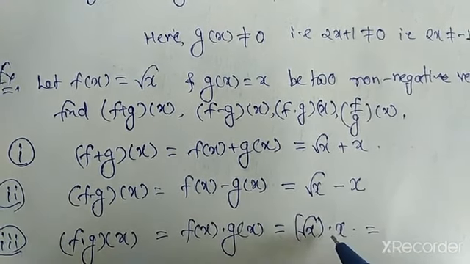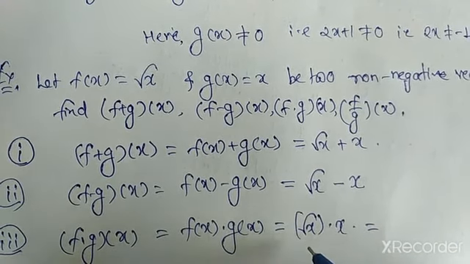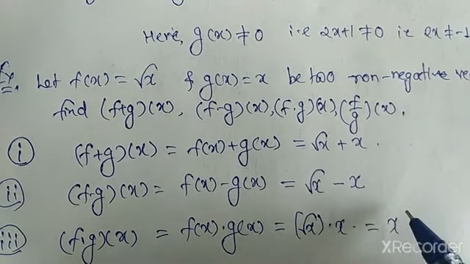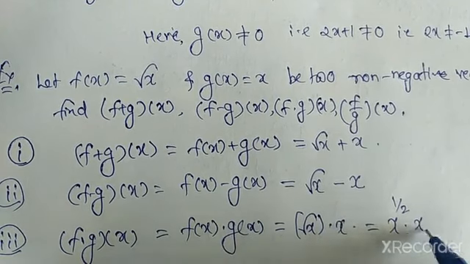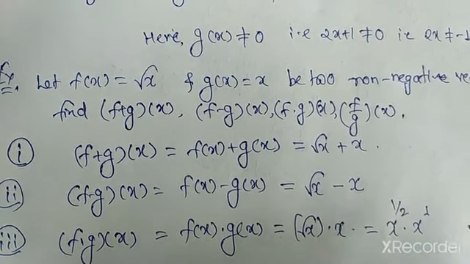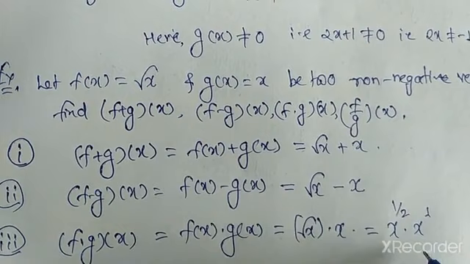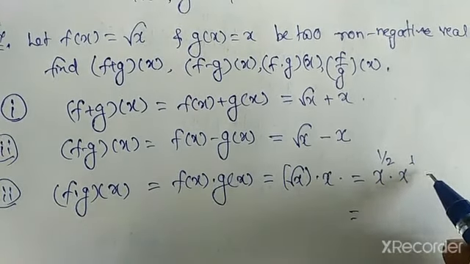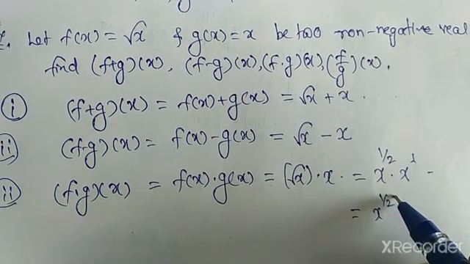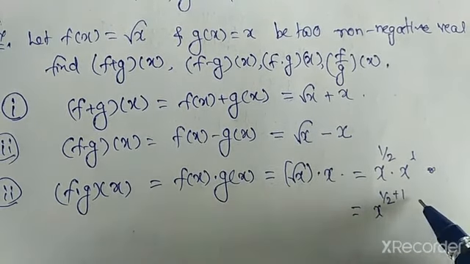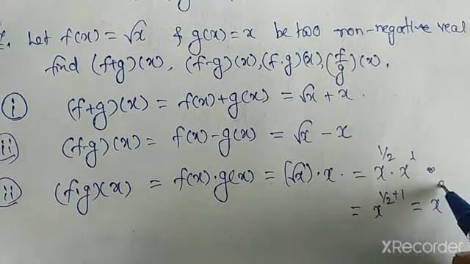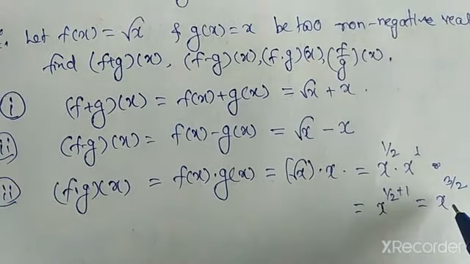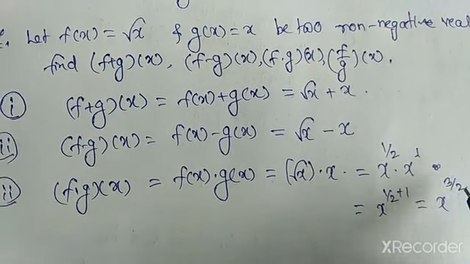Here, by laws of indices, root x can be written as x raised to 1/2 into x raised to 1, or x. So x raised to 1/2 into x: here the base is the same, so we have to add the power terms. It can be written as x raised to 1/2 plus 1, which is equal to x raised to 3/2. So f into g of x is equal to x raised to 3/2.